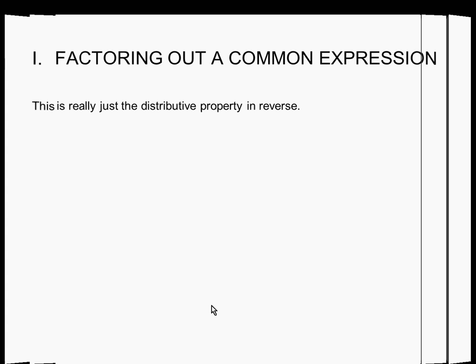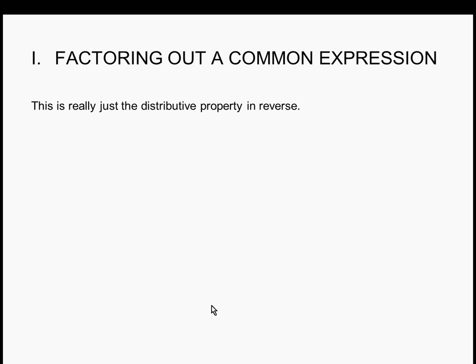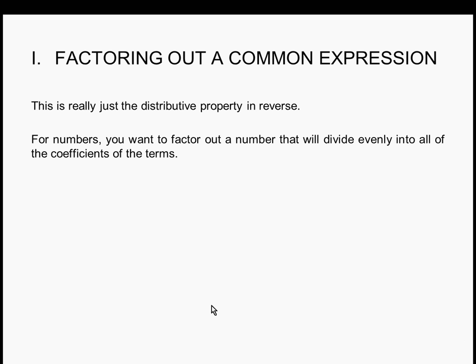So the first technique, factoring out a common expression. The book sometimes calls it a GCF, or you may see that written someplace. GCF means greatest common factor. We always try to factor out the greatest common factor. So this is really just the distributive property in reverse. You're going to try to put something outside parentheses and then figure out what goes inside the parentheses. For numbers, you want to factor out a number that will divide evenly into all of the coefficients of the terms. Sometimes there is no number to factor out other than 1.